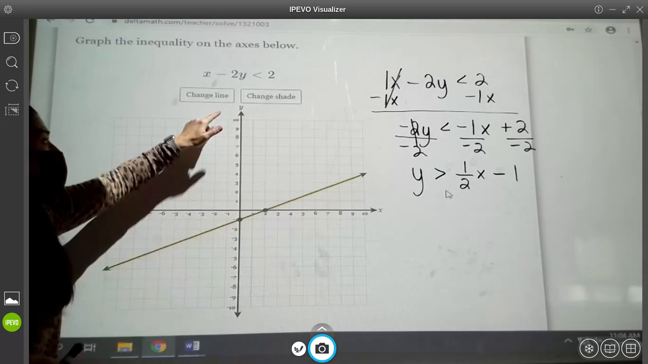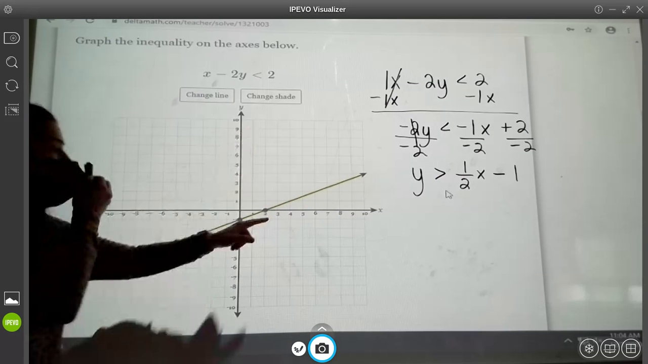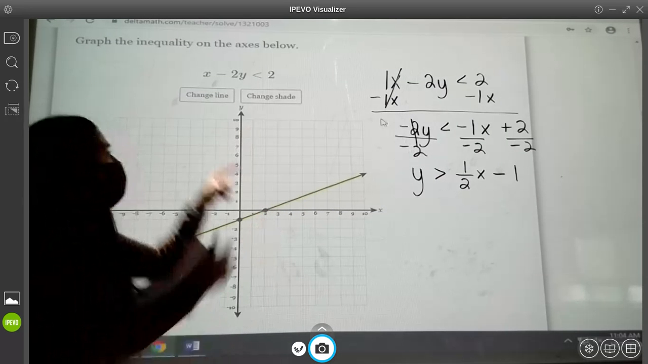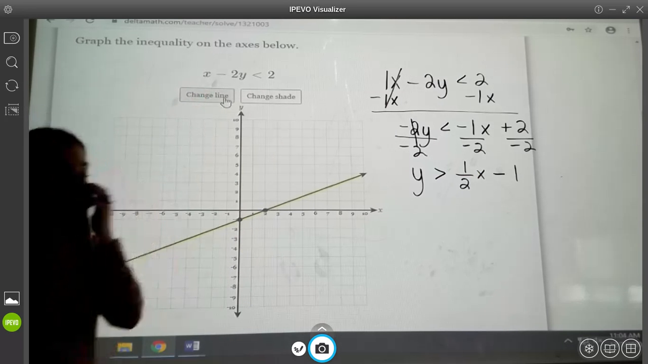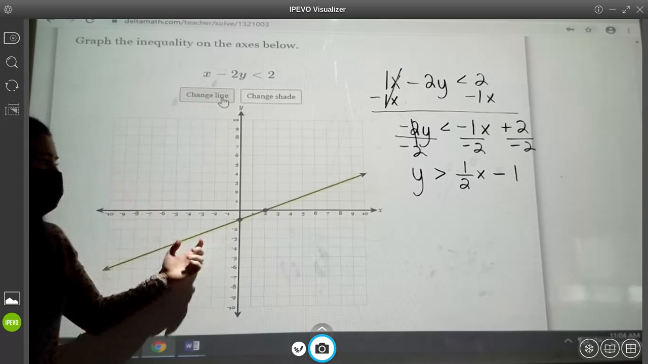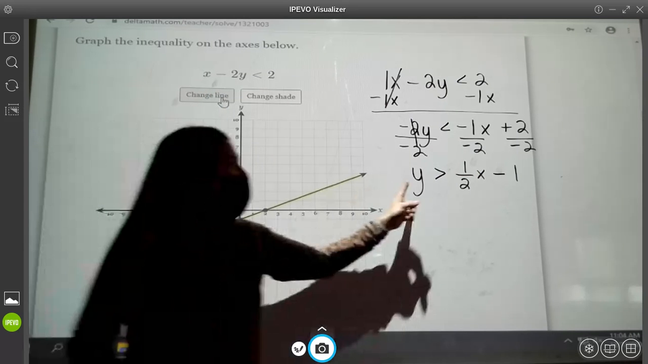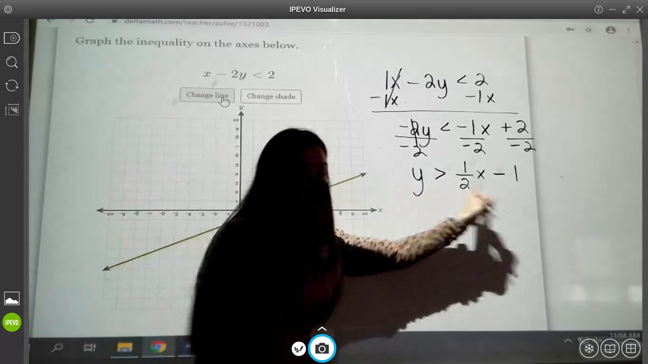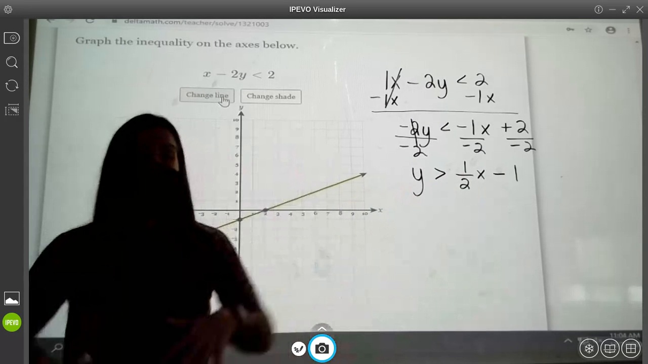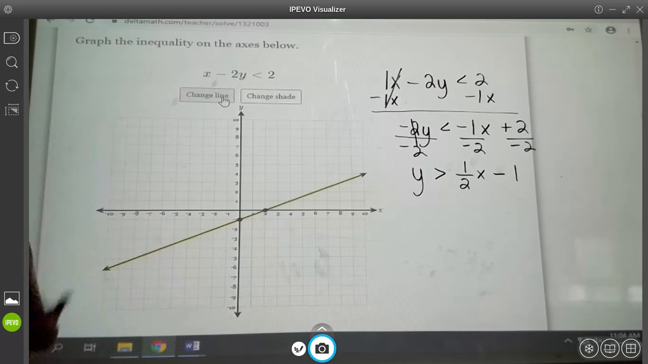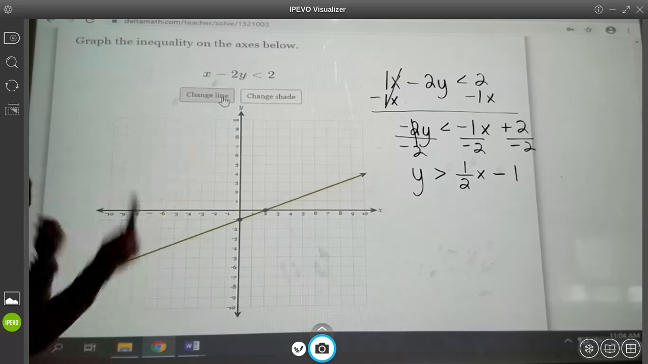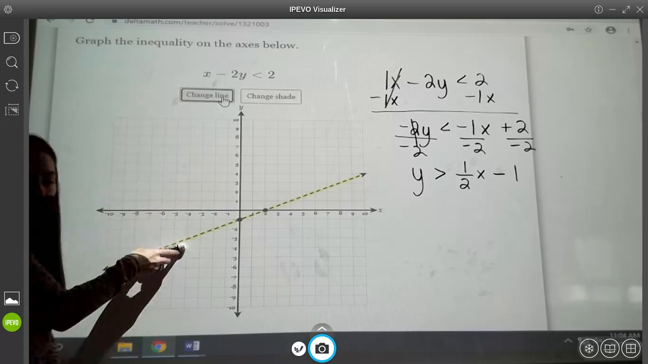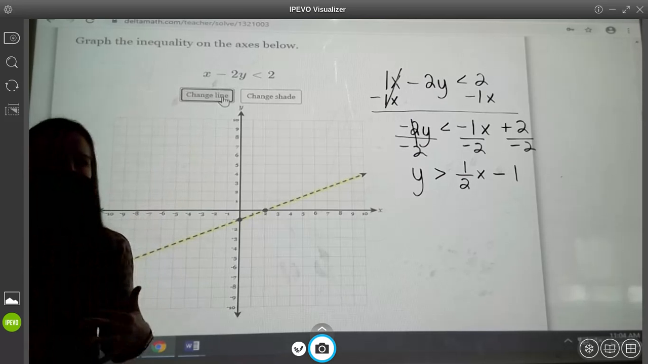So the first thing you should notice is, wait a minute, we want the y values that are greater than the points on this line, but not equal to it, which means we don't want a solid line, we want a dashed line. So to get a dashed line, you hit the change line button, and it'll change it to dashed. And then if you're like, oh, I want it solid, hit it again, and it goes back. And you're like, nope, I was right the first time, hit it again, and it goes back. So just keep hitting the change line until it's solid or dashed and you're comfortable with whatever the answer is.